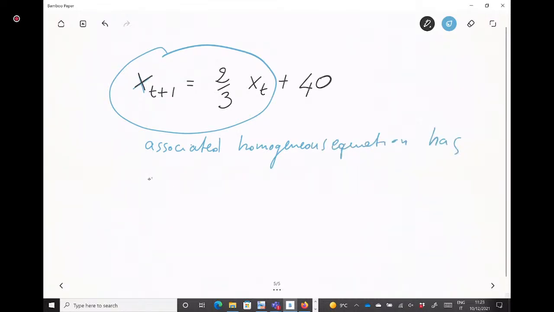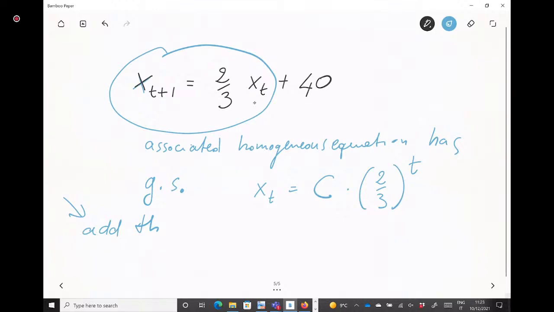As general solution, x_t is equal to a constant, an arbitrary constant, like for differential equations, times 2/3 to the power of t. Okay? Now, find a particular solution. Add the steady state, which is a particular solution in this case.